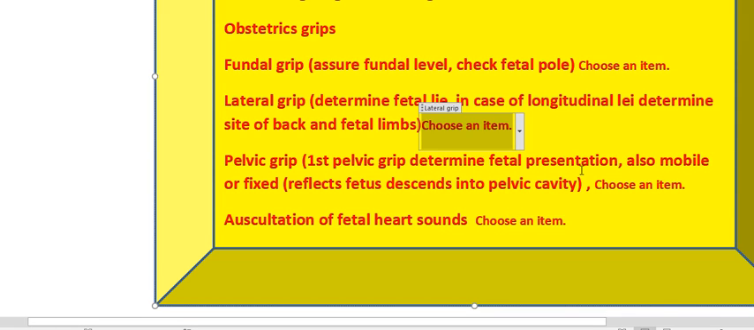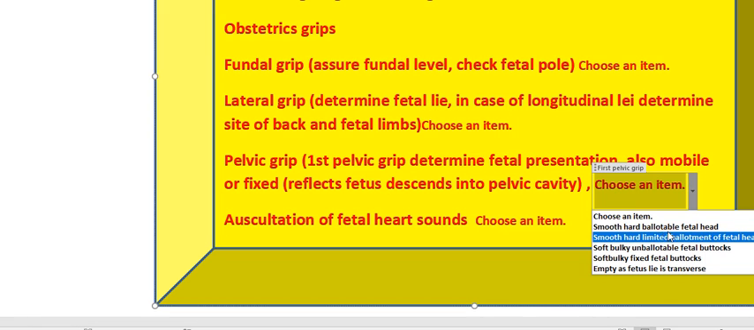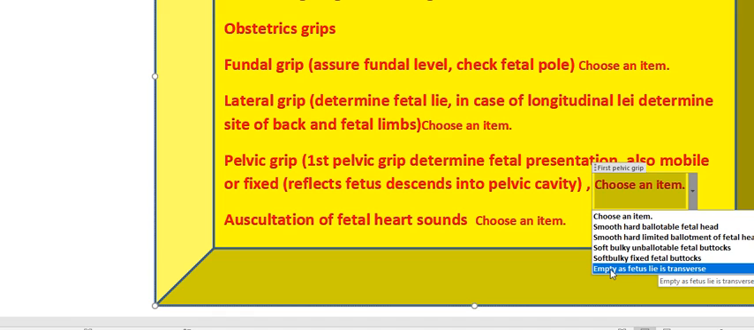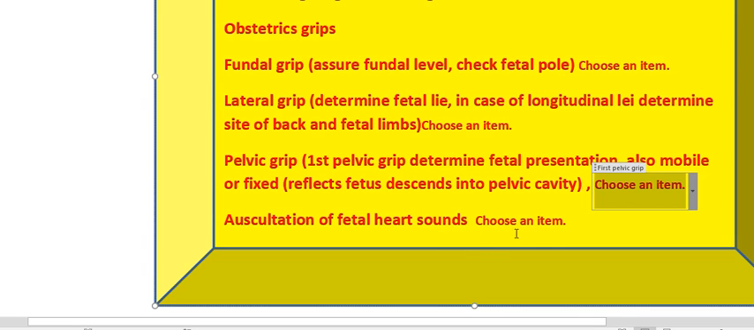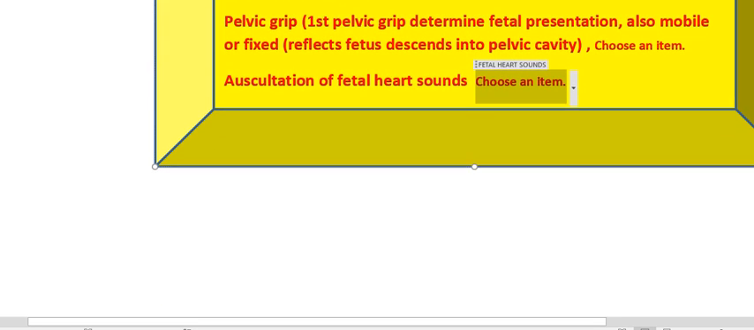And first pelvic grip, to determine the fetal presentation and whether it is free, mobile, still floating or not. It is hard, smooth, ballotable head, or smooth, hard, limited ballotable head, or soft, bulky, unballotable, fixed breech, and empty as in case of transverse lie. And then we have to auscultate the fetal heart sound. Usually we don't do vaginal examination for a pregnant lady except in certain conditions, and so we thank the patients.